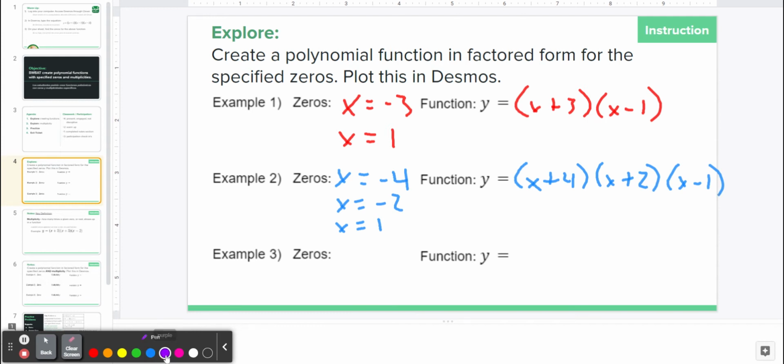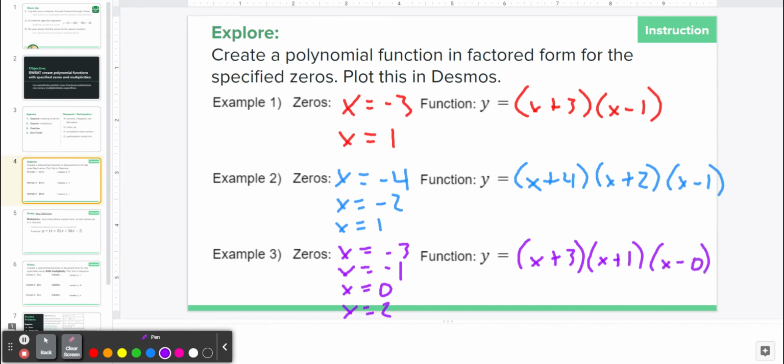Let's do one more example here. Again, pause the screen after the zeros if you want to try this on your own first. We'll have zeros at x equals -3, x equals -1, x equals 0, and x equals 2. Okay, our factored form will look like x plus 3, flipping that sign, x plus 1, x minus 0, and I'm going to come back to this one in a second, and x minus 2.